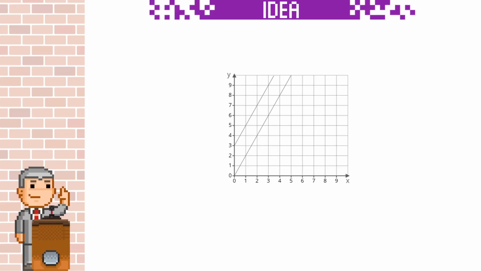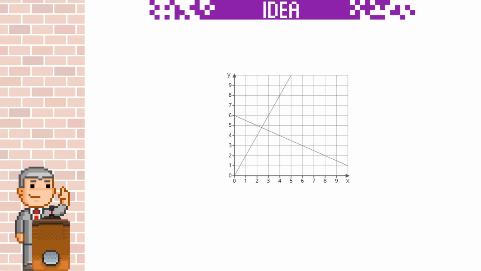Today we're going to be looking at the gradients of parallel and perpendicular lines. These two lines are parallel, meaning they'll never meet. Notice that their equations both have a gradient of 2. Parallel lines will always have the same gradient.